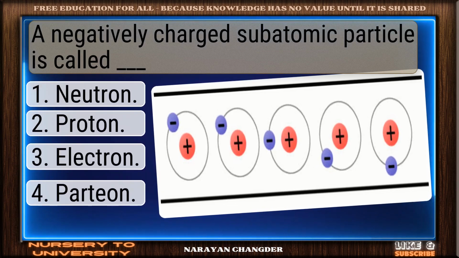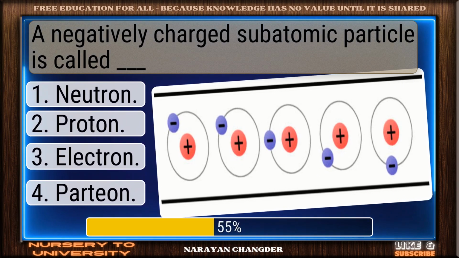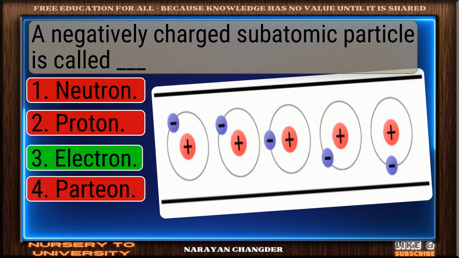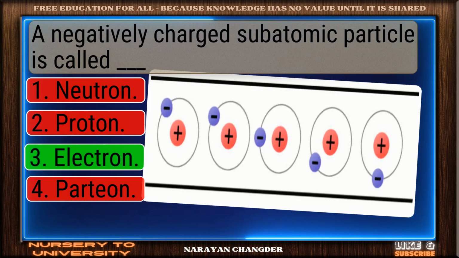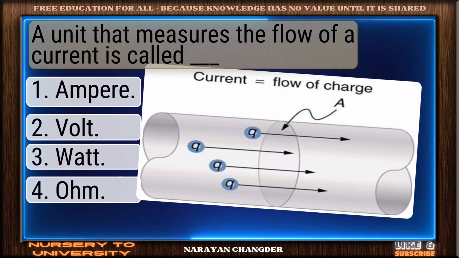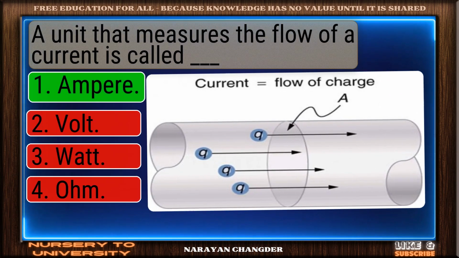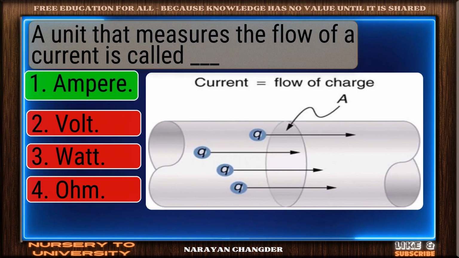A negatively charged subatomic particle is called dash. Smart pick. Electron is correct. A unit that measures the flow of a current is called dash. Strong choice. Ampere is right.